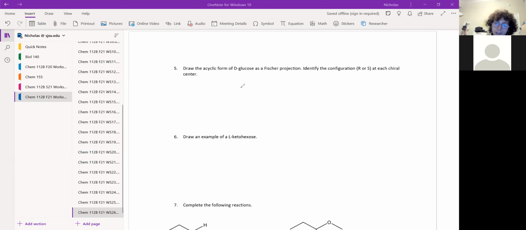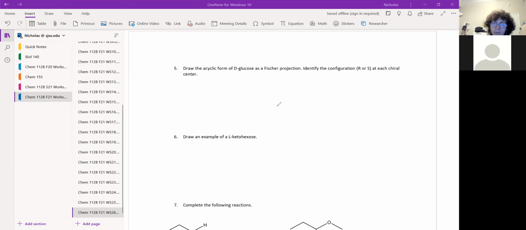So number 5 is asking to draw the acyclic, which is another word for linear, Fischer projection form of D-glucose, which is the only sugar structure that you have to know. All the other ones you don't have to know by name, but you should know this. And then it says to identify the configuration at each chiral center.